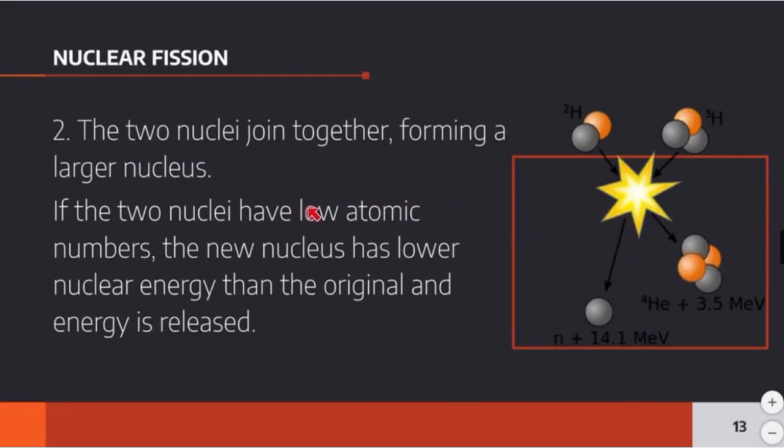Now, in this case, if the two original nuclei have very low atomic numbers, they're very small nuclei, then the new nucleus is more stable than the original two. Therefore, it has a lower nuclear energy. And if it has a lower nuclear energy, then that means there must be kinetic energy released, because if the nuclear energy drops, the kinetic energy has to rise because energy is conserved. Well, how much energy is released?